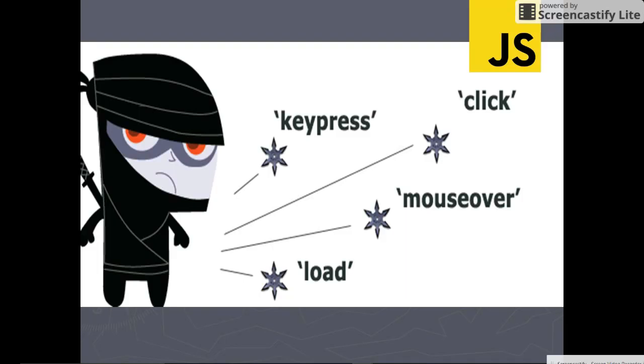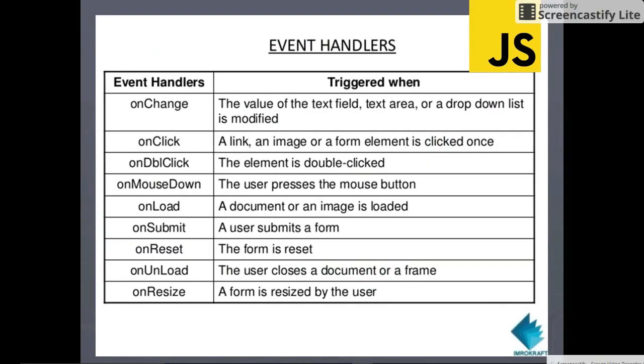So moving further, how does it understand them and what are the events? These are different event handlers. On change is when the value of the text field, text area, or drop-down list is modified. On click is when you click on a link, an image, or a form element once. On double click is when an element is double clicked. On mouse over is when a user puts the mouse on a certain area. On load is when a document or image is loaded. On submit is when a user submits a form. On reset, on unload, on resize, and various other events.